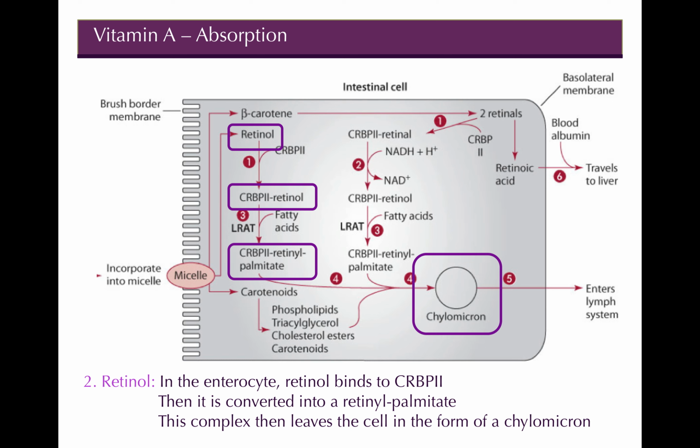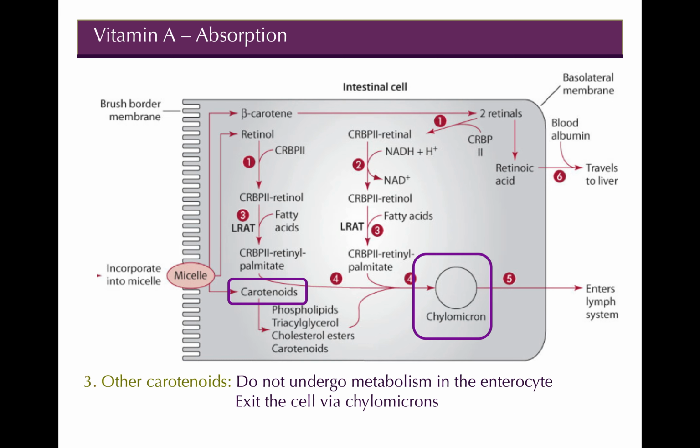In terms of retinol, remember, when we get it from animal sources, we're getting basically retinol. So that's after we broke it off of the retinol palmitate. Remember, it becomes retinol. We absorb it via the micelle. Then the retinol, so basically we're here now, binds on to the CRBP2. It then becomes retinol palmitate. Once it's retinol palmitate, it boards onto the chylomicron, and then it leaves the cell in that form. So that's what happens to retinol.